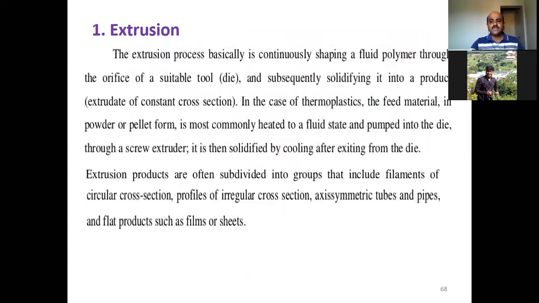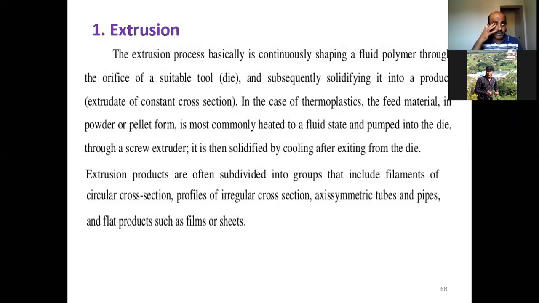The first technique is extrusion. I think we already discussed a technique similar to extrusion. The extrusion process is basically continuously shaping a fluid polymer through the orifice of a suitable tool and subsequently solidifying it into a product. In the case of thermoplastics, the feed material in powder or pellet form is most commonly heated to a fluid state and pumped into the die through the screw extruder. It is then solidified by cooling after exiting from the die.